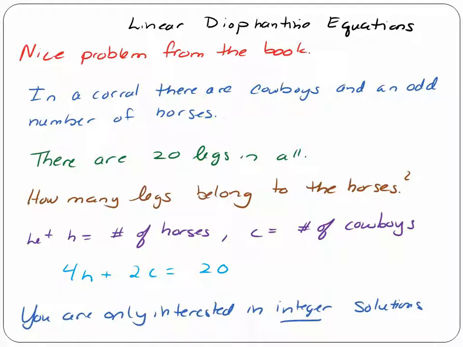But the problem is you're only interested in integer solutions. So this actually makes the problem harder. Question? Because a horse has 4 legs. So you're counting up the total legs. So this is the algebra problem.